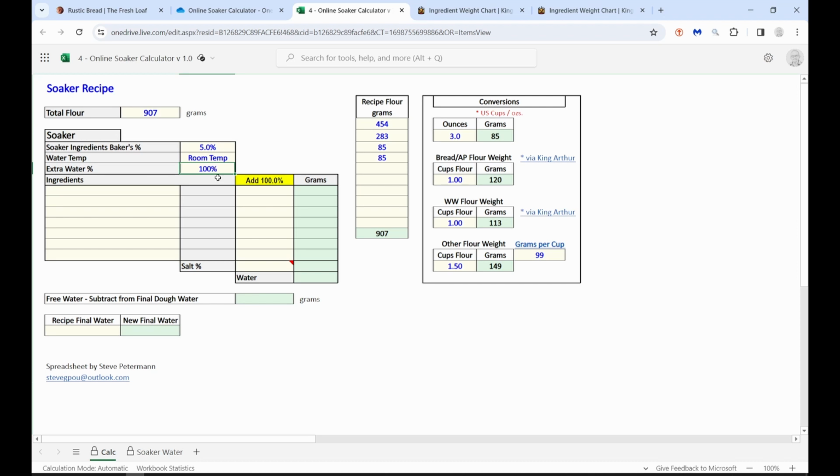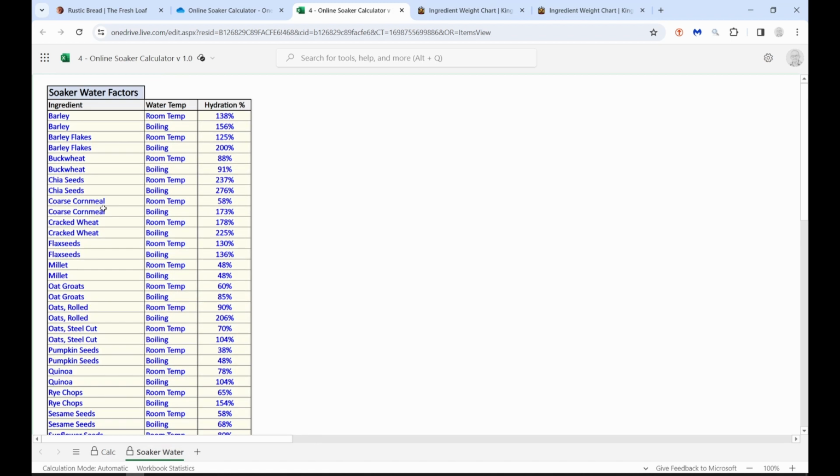But if you want, you can also decrease this to 50%. I mean, you could even go 0 if you don't want to add any extra water. But then you run the risk that maybe your soaker won't be consistently hydrated. You may have some dry spots in there. So I usually just go ahead and double up on the water, but you can adjust that if you want. So the next thing we need to do is determine the ingredients that we'll be using. So I get that from this list here.